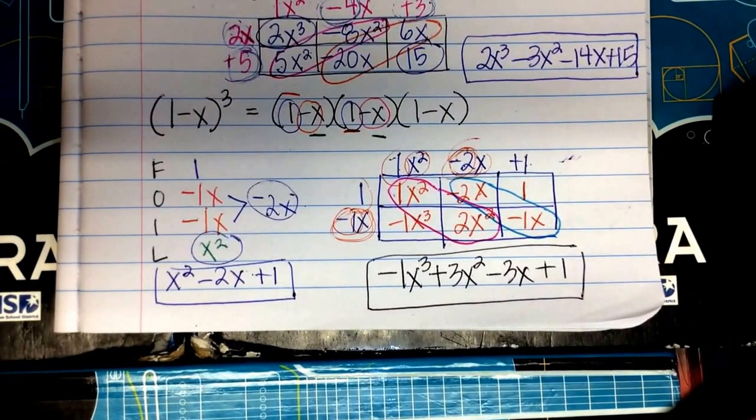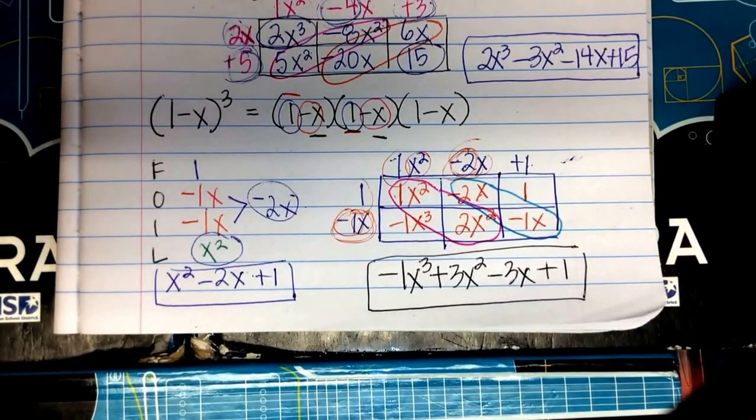Ladies and gentlemen, you can FOIL, you can distribute, you can use the grid. What works for you? Well, foiling only works on binomial times a binomial. Questions? Comments?